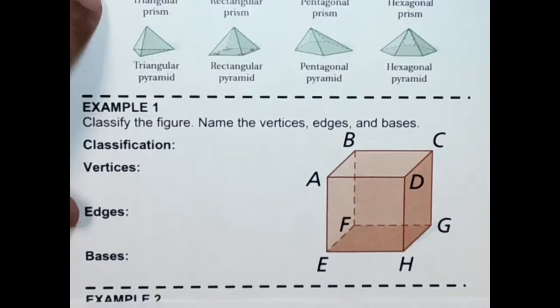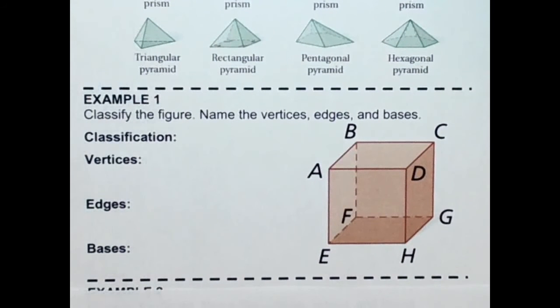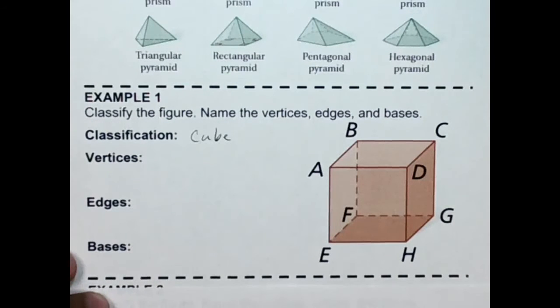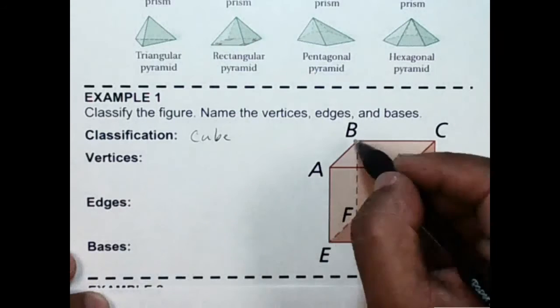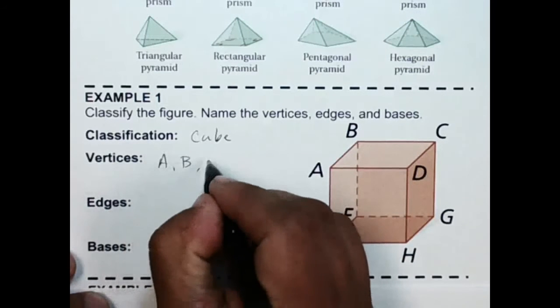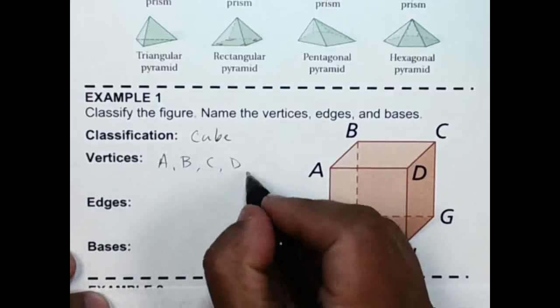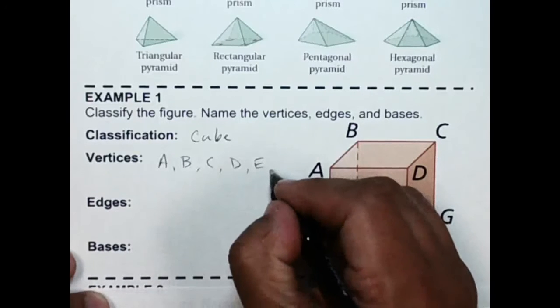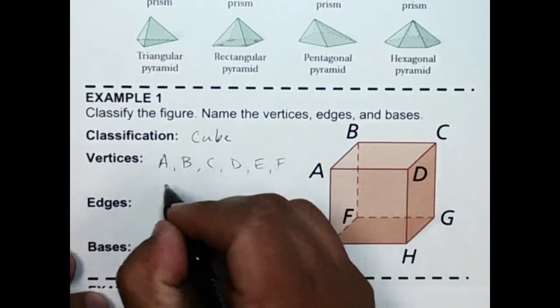So let's look at a shape. We want to classify the figure and name the vertices, edges, and bases. So this would be called a cube. Nothing too complicated there. Vertices are just going to be all the different points and corners. So we'll just say A, B, C, all the way to H, looks like. A, B, C, D, E, F. Gotta remember my alphabet.